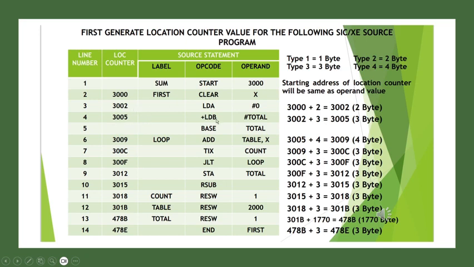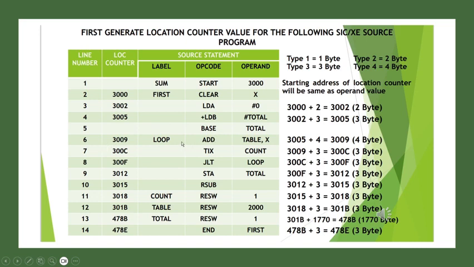Moving on, there is +LDB. Whenever there is a plus, we know that it is automatically in fourth format. So from 3005 we add 4 bytes because it's in fourth format. We get 3009. But we don't have to write a location counter value for BASE, which means it will be skipped and moved to the next one, which is ADD. We go to 3009. We write 3009 in the place of ADD.